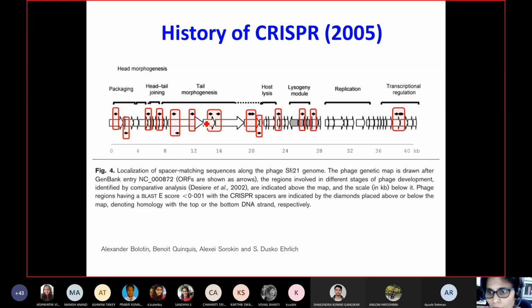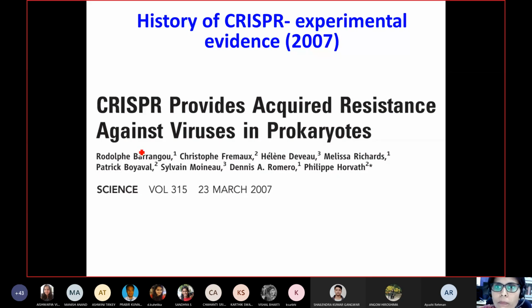Now, the first experimental work that was done to prove that CRISPR is immunity based, or a way of avoiding infection from phages, came from a paper published in Science in 2007. This is a landmark paper in the CRISPR field, where Barrangou, from the lab of Philippe Horvath, published this in Science.